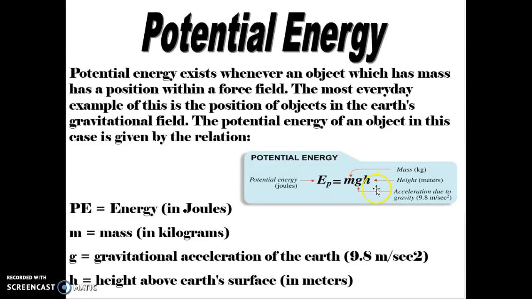Again, notice the mass is in kilograms. You should know the acceleration due to gravity on Earth is 9.8 meters per second squared, and then the height needs to be in meters. So here you have, again, any object that is above ground level is going to have gravitational potential energy. The more mass it has, or the higher off the ground it is, the more gravitational potential energy the object is going to have.